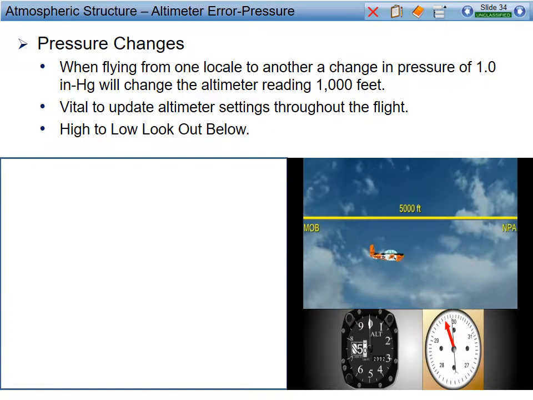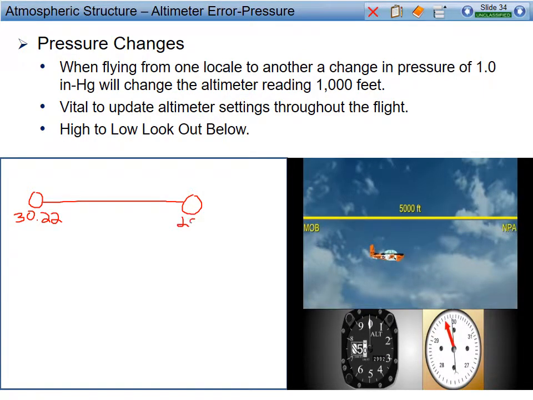You will be doing these homework problems and on the test, and it's recommended to set it up in this way. You will be told where you're starting, where you're going to, and what the field elevation is at your destination. You'll be given an indicated altitude that you're flying in between, what the pressure is where you start, and the pressure at your destination. So in this case, we'll look at the high to low, look out below.